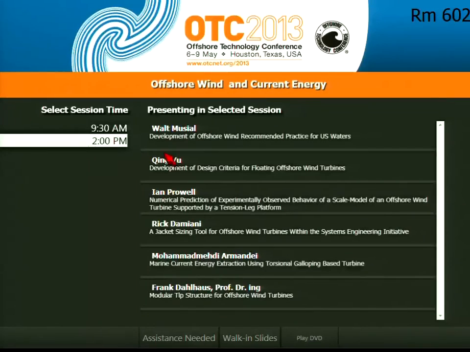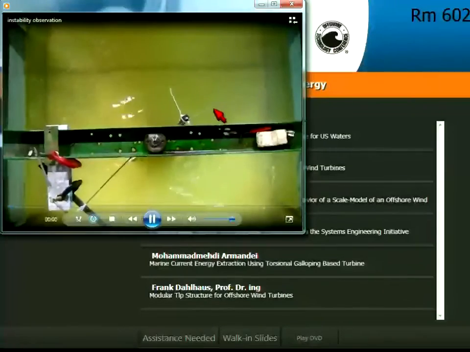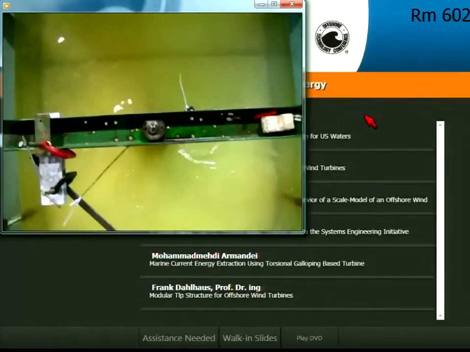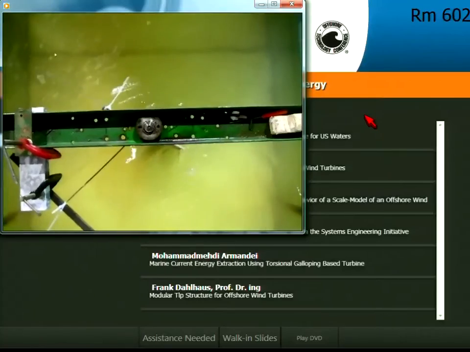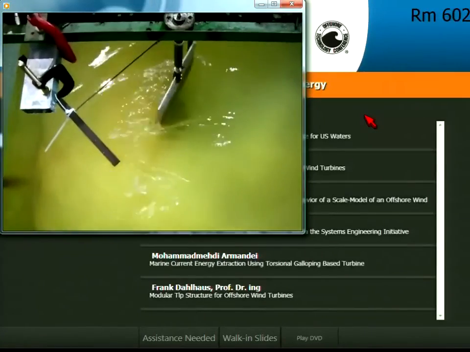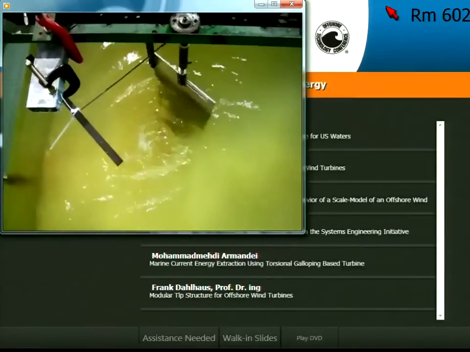We saw that as we increase the water current speed and it exceeds a critical velocity, the flat plate becomes unstable and starts oscillating torsionally about its axis.